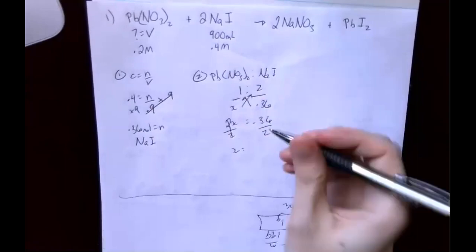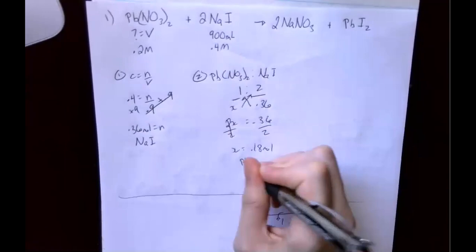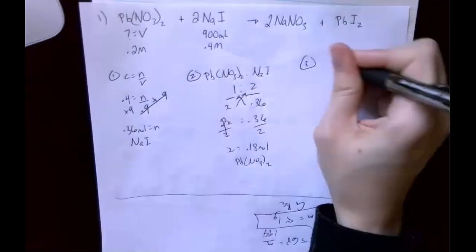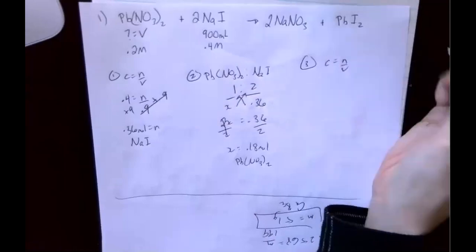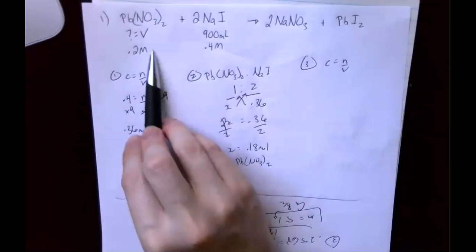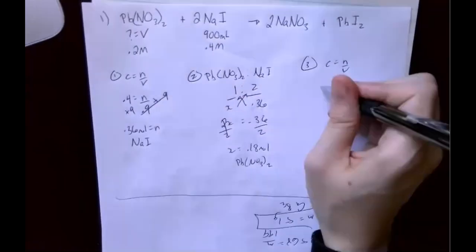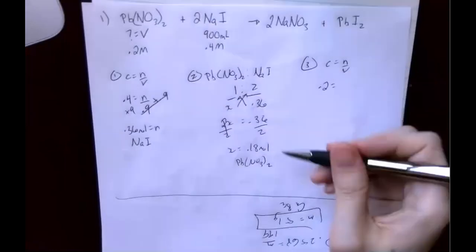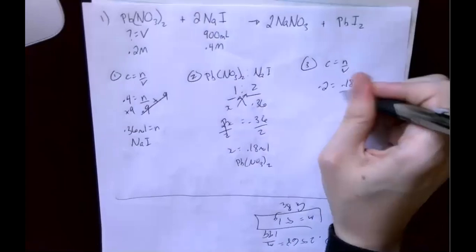Which gives me 0.18 moles of my lead nitrate. And then my last step is to go back to C equals N over V, because I'm given the concentration of lead nitrate and asked for volume. So I'll plug in my concentration of 0.2. I will plug in the moles I just found, 0.18, and I will solve for V.